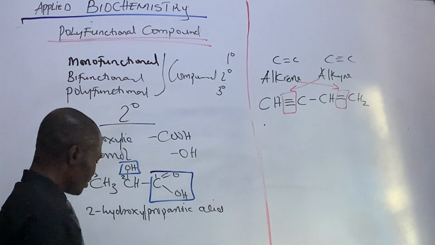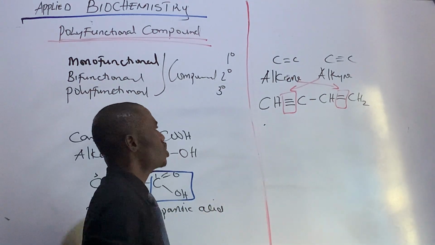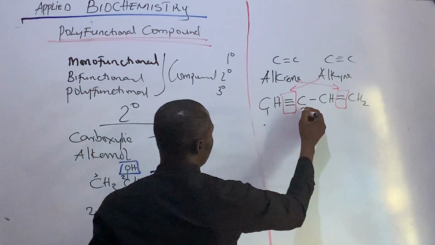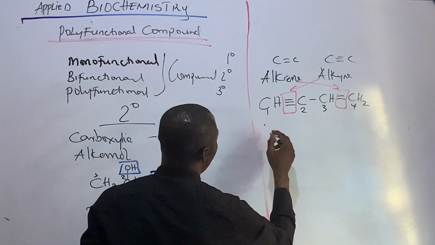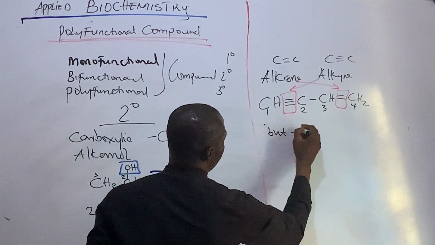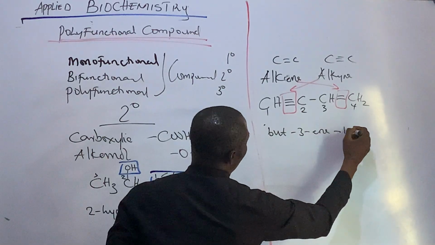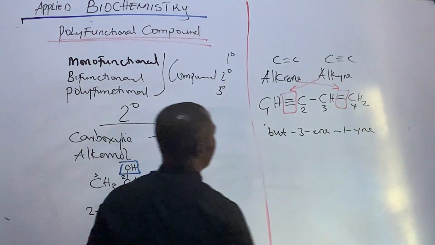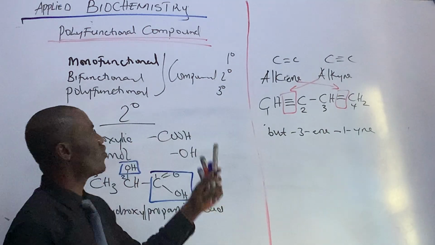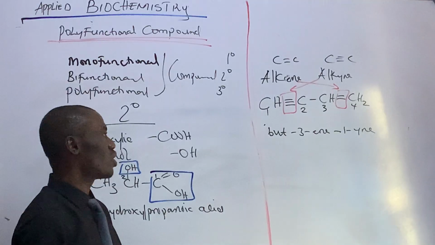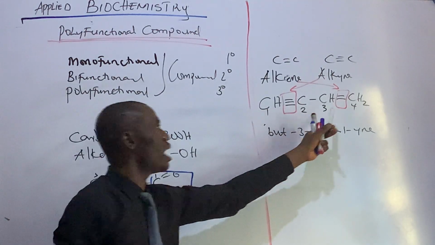All right. How do we name this? We give priority to the triple bond. So we'll start counting from here. 1, 2, 3, 4. So this is but-3-en-1-yne. So this is a bifunctional compound because it has 2 functional groups, alkene and alkyne.